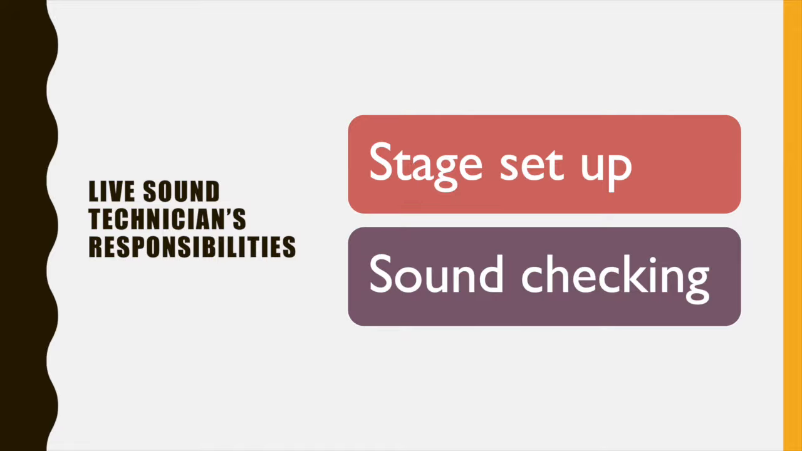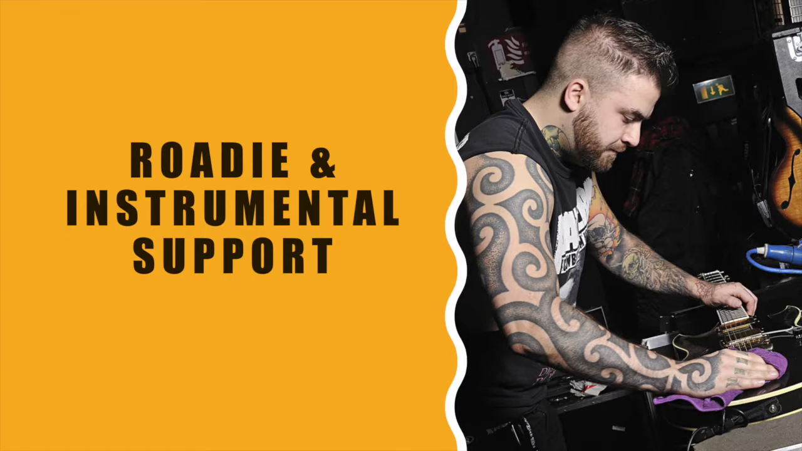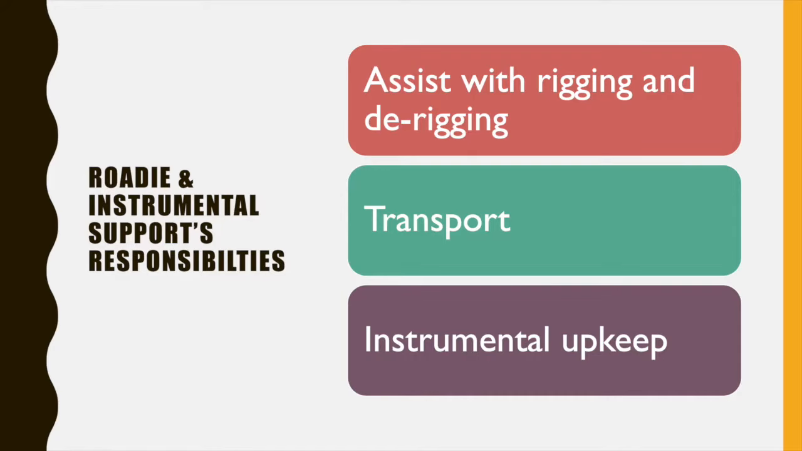So the next couple of job roles we're going to look at are the roadie and instrumental support. Although these are two separate roles, they do overlap quite a bit. Their responsibilities are to assist with rigging and de-rigging, so setting up the stage, bringing all the equipment in. They're responsible for transport, so bringing in all the instruments or transporting the bands from one venue to the next.